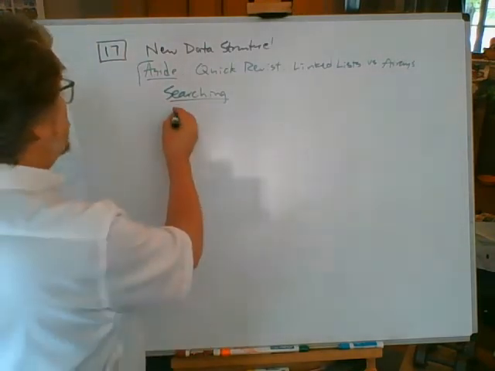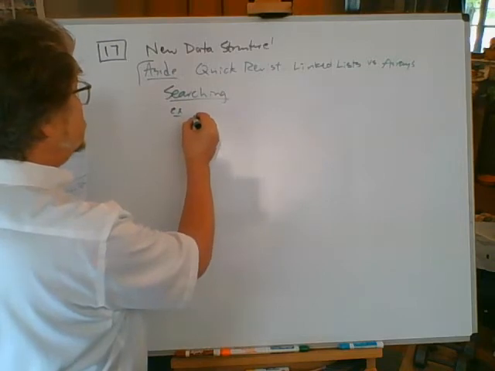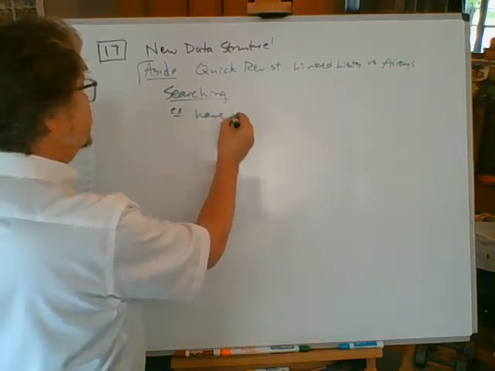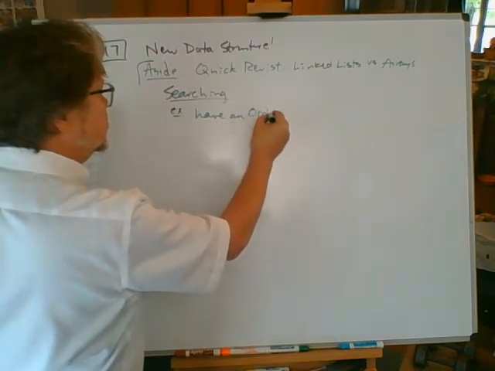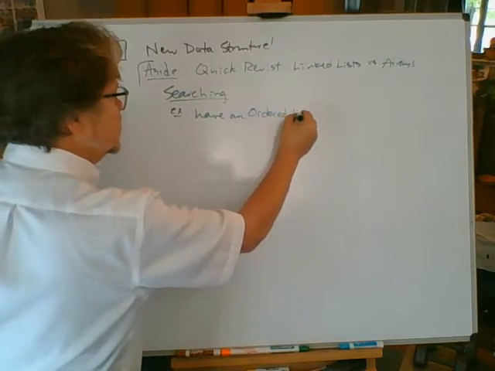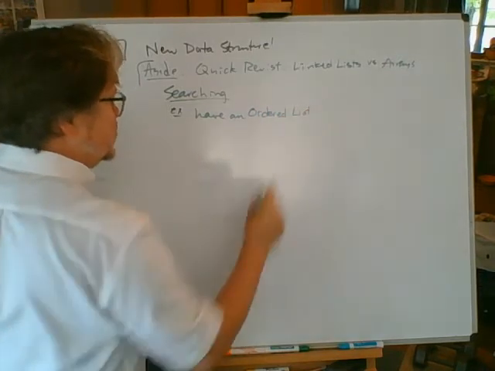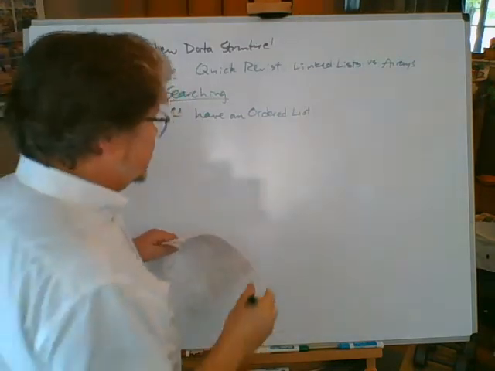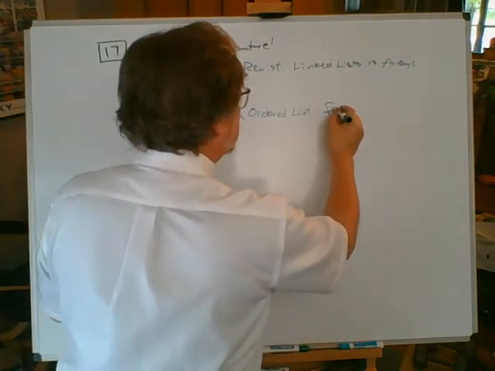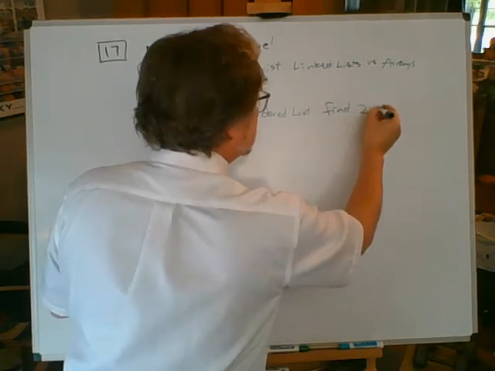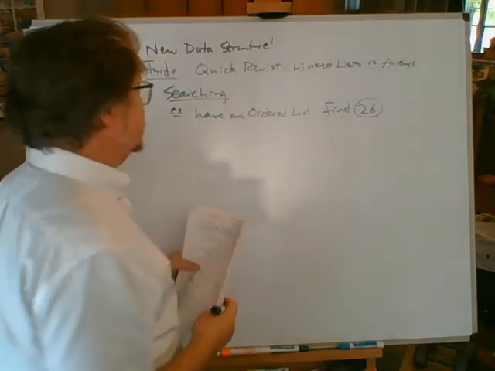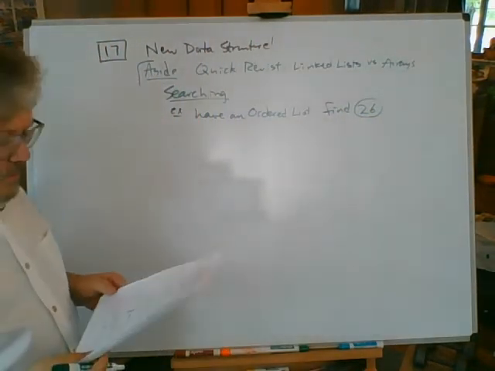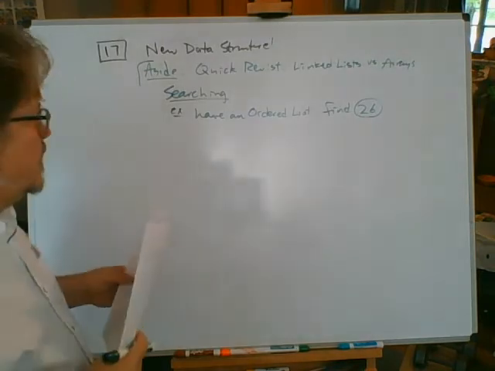Searching, for example, let's suppose we have an ordered list. We know what that is. It's a linked list where we were just very careful to make sure that everything was put in there in order. Well, we've got an ordered list. In that ordered list, let's find 26. There's nothing magic about 26. This is just a specific example, nothing general about it at all.